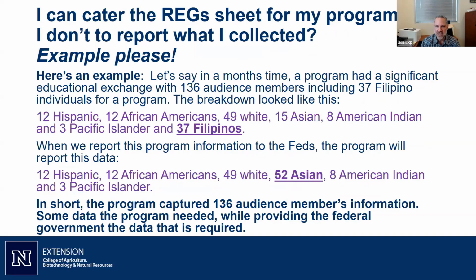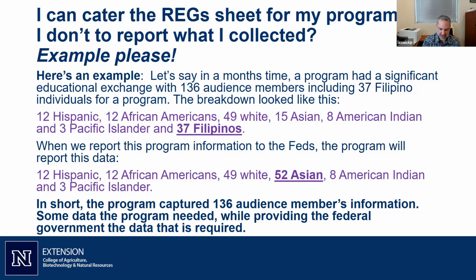So I can cater the rate sheet for my program, but I don't report what's collected. That's a little confusing, where you could change the rate sheet for your program, but you report something different. So here's an example. You reach out to 136 audience members, including 37 Filipino individuals, because you have a program that's catered to Filipinos. 12 are Hispanic, 12 are African American, 49 white, 15 Asian, 8 American Indian, 3 Pacific Islanders, and you have the 37 Filipinos included as well.